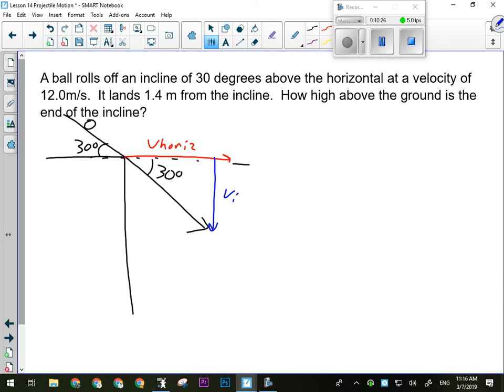So what we're going to have here is, again, that our acceleration is negative 9.81 meters per second squared. That doesn't change. Vi is still going to be the sine of 30 times 12 meters per second. This side here is our projected velocity. So that's going to mean that this is negative 6 meters per second. We're told that it lands 1.4 meters from the incline. So that's a horizontal piece of information.